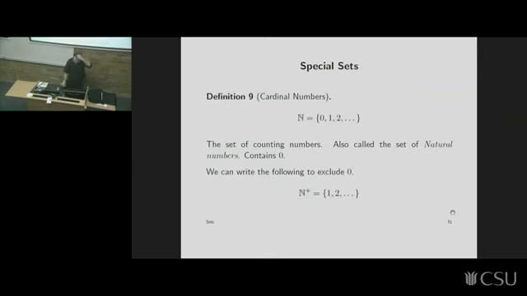So the first one are called the natural numbers, or the cardinal numbers. This is pretty much all integers 0, 1, 2, etc. I would include 0. So they are the non-negative integers. It's a mouthful way of saying it, perhaps.